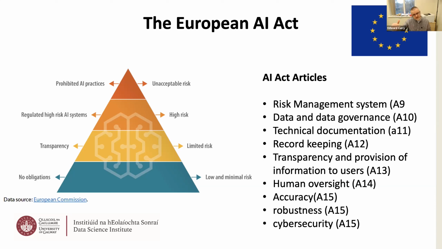And when we look at this now from the European point of view, we'll see some of the articles here that are in the AI Act, and they're looking at things like risk management, data governance, the technical documentation of it, the record keeping of the AI system, the transparency of it, and providing that transparency information to the users so they can understand why a particular decision was made, the need for human oversight, accuracy, robustness, and finally cybersecurity.